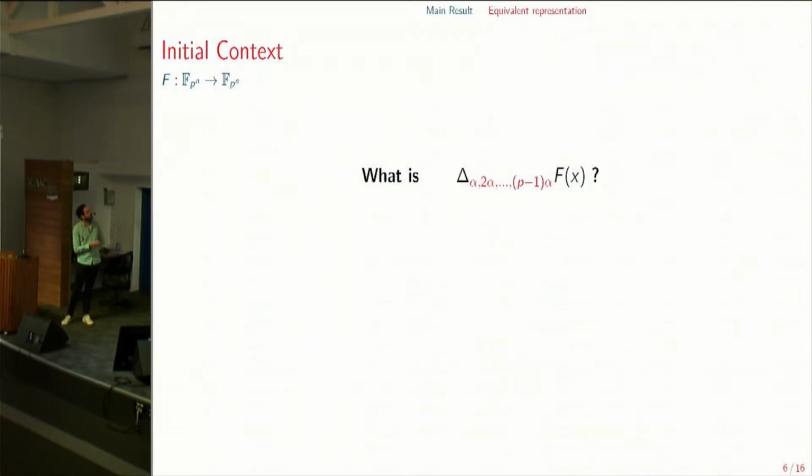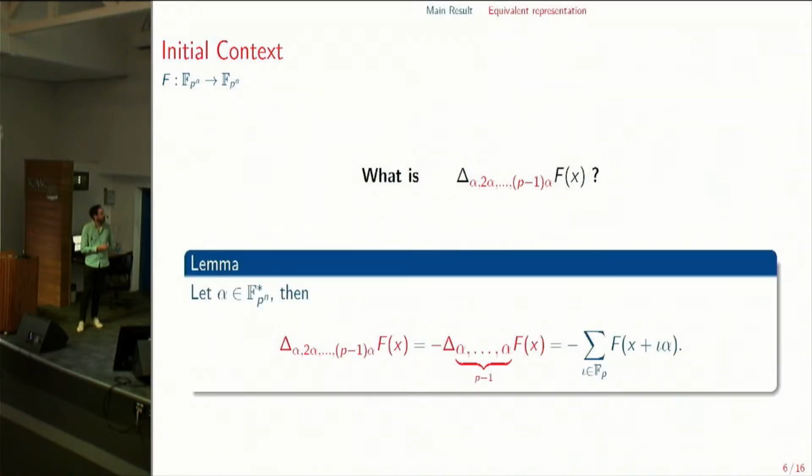So instead of taking the direction alpha and differentiating p minus 1 times, we're going to differentiate in alpha, then 2 alphas, and so on and so forth, because why not, right? If we're looking at generalizations of APN functions and trying to make something work, why not look at this type of functions? And kind of unsurprisingly, I want to say, the result is that this higher differential is exactly minus the generalized differential.